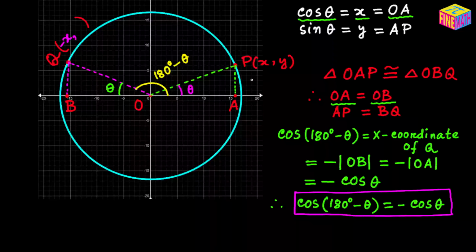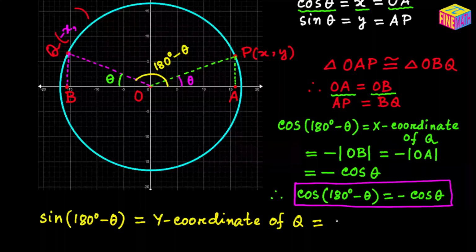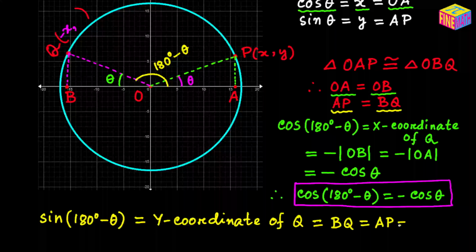Now let's try to calculate the value of the sine of 180 degrees minus theta. So sine of 180 degrees minus theta will be actually the y coordinate of the point q, and that is equal to the length bq, and that is again in the positive y axis direction, so it will be positive bq. Now as you can see, bq is actually equal to ap right here. So we can write it as ap. And what is ap again? Well, ap is actually equal to the sine of theta, so this will be equal to sine of theta. So we have been able to calculate the sine of 180 degrees minus theta, and the value turns out to be sine of theta, and that too positive sine of theta.